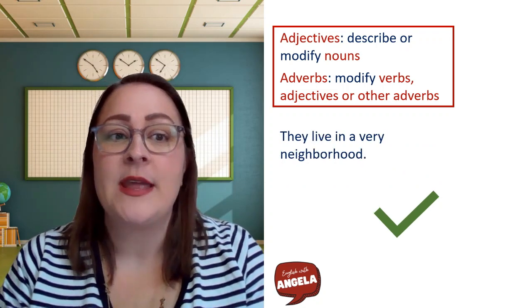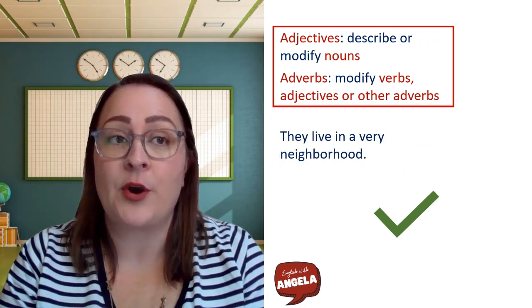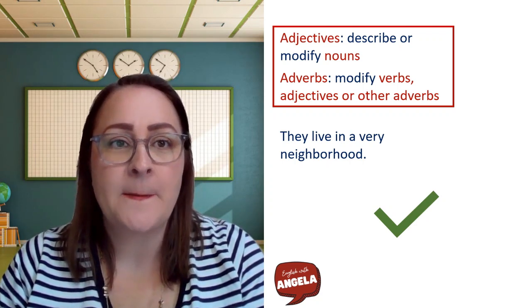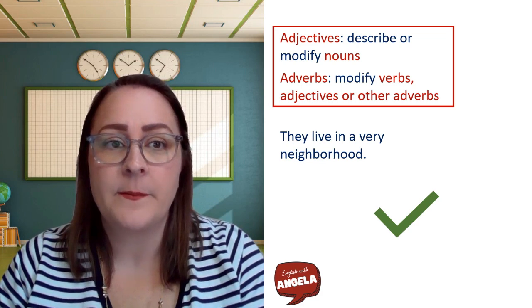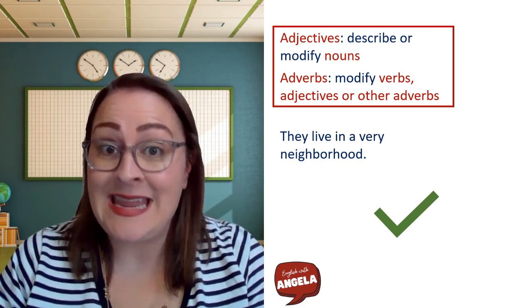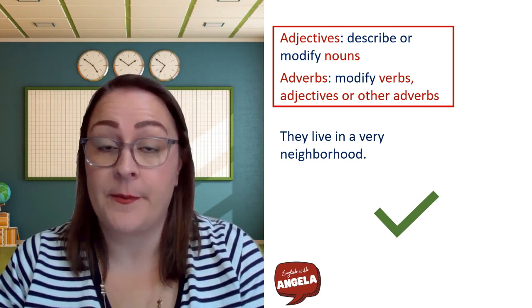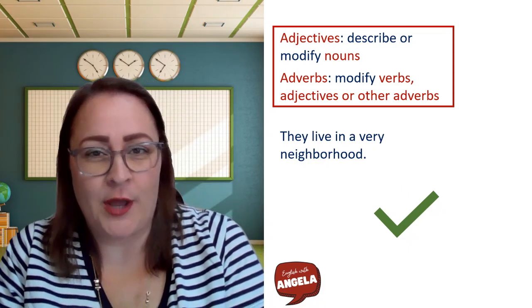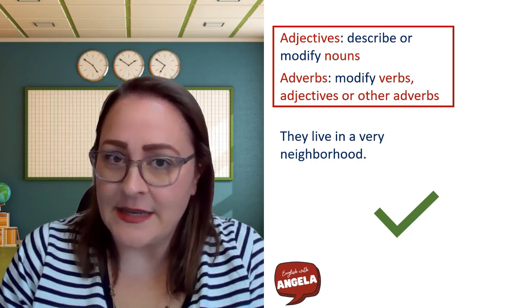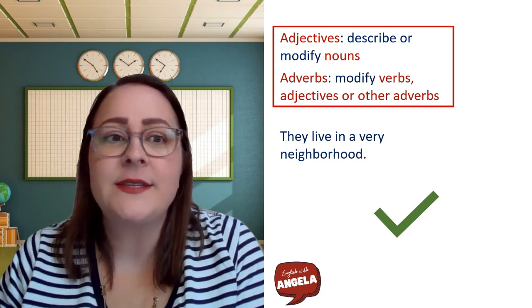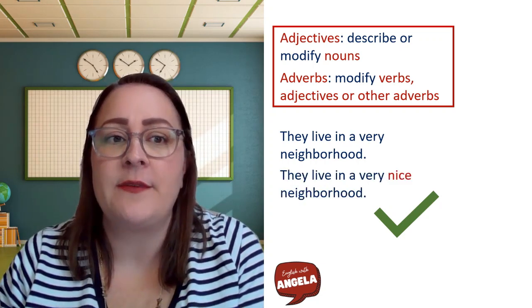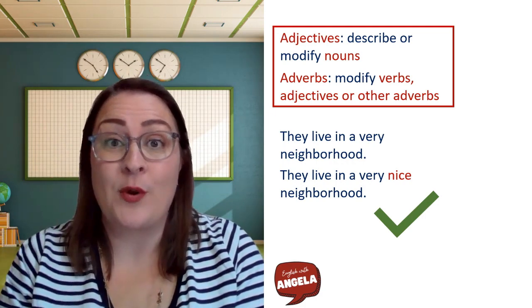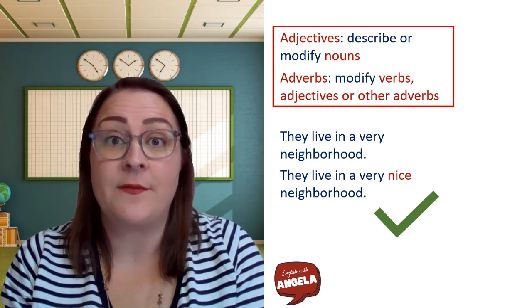Let's look at another one. They live in a very neighborhood. Do we have an adjective in this sentence? Do we have an adverb? Do we need an adjective or an adverb? Well, we all live in a neighborhood. So if I'm saying this sentence, I'm saying, what kind of neighborhood do you live in? So I need to have an adverb or an adjective.